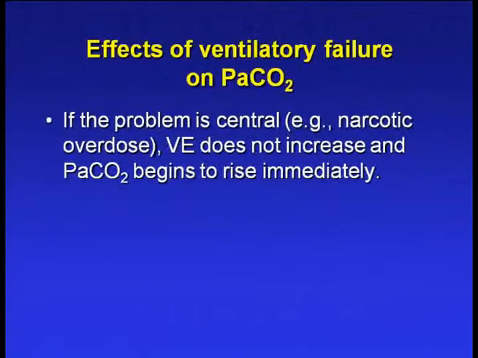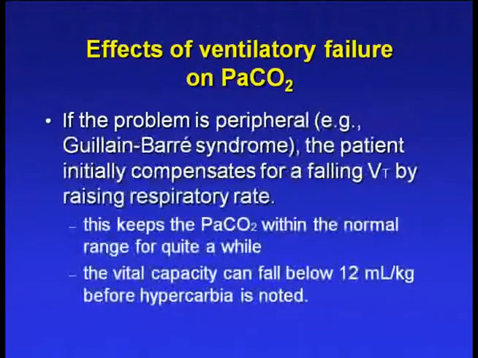On the other hand, if it's a central problem, the PCO2 will start to rise immediately because the sensing mechanism is what's screwed up. In the peripheral patients, the rate starts to go up. They can keep their PCO2s and therefore their pH within the normal range for a long time.